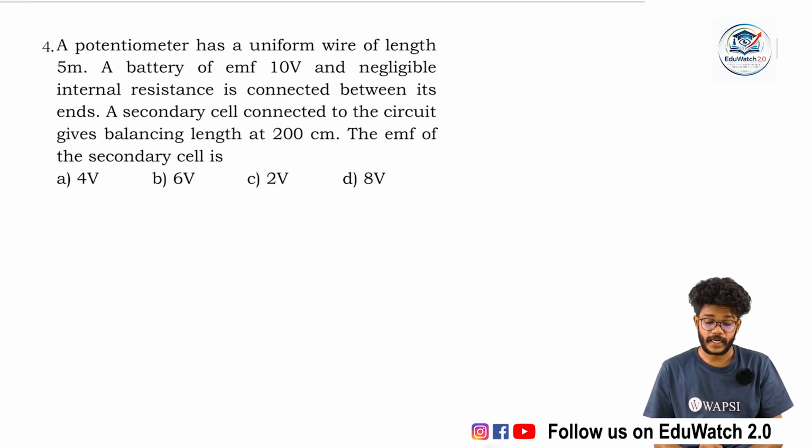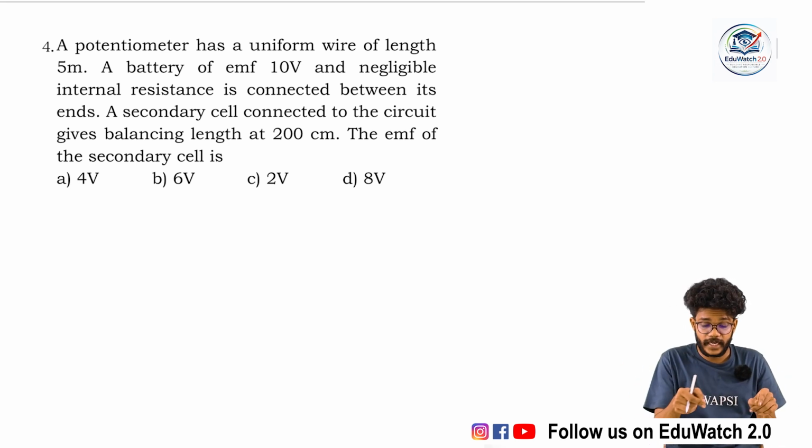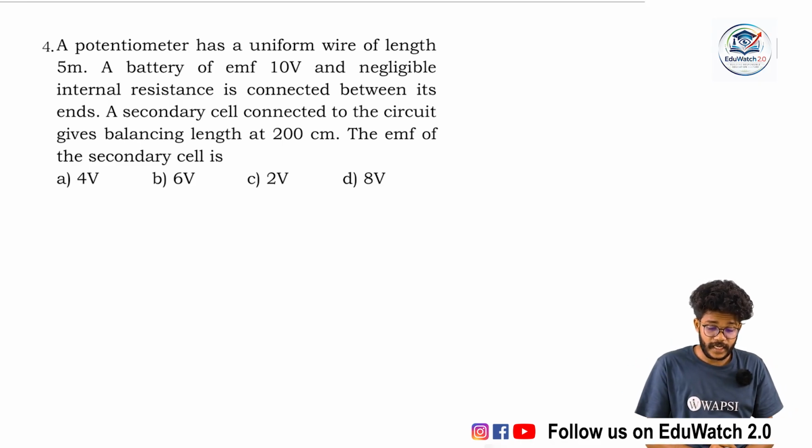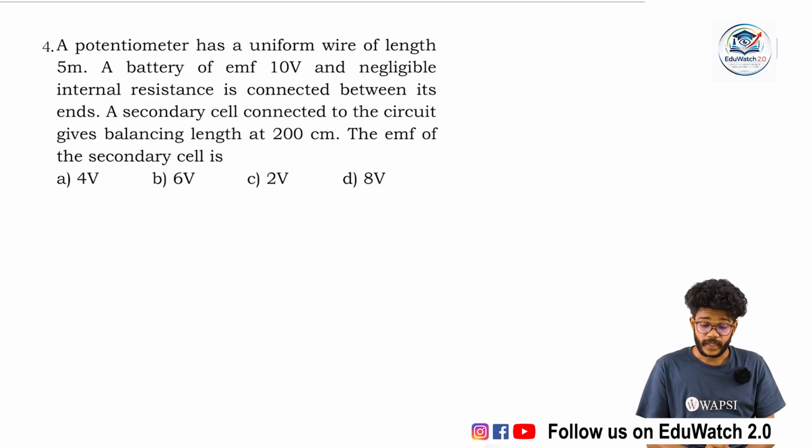A potentiometer has a uniform wire of length 5 meter. A battery of EMF 10 volt and negligible internal resistance is connected between its ends. A secondary cell, another cell, is connected across a length only. A secondary cell connected to the circuit gives balancing length at 200 centimeter.